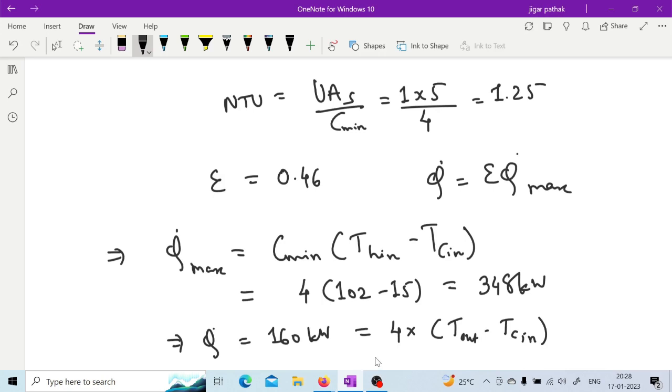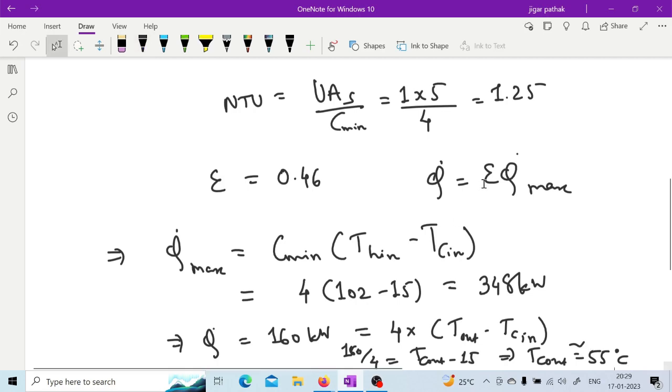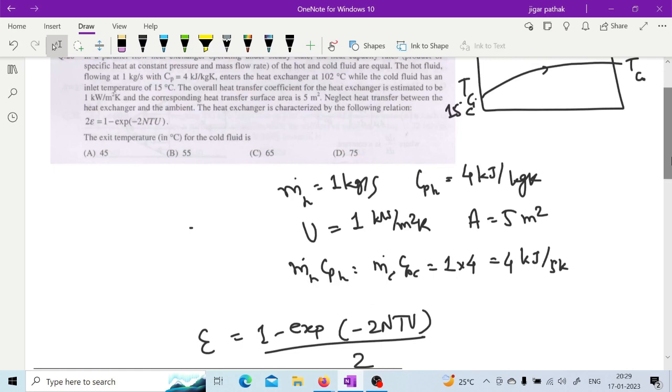4 is also in terms of kilojoule, right? So that will be cancelled. 10 raised to 3 will be cancelled. So this 160 by 4 will be equal to Tc out minus 15. So now you can have your answer of Tc out as 55.02. 55, right? Almost. Yes or no? So this is how you can have your Tc out as 55, right?